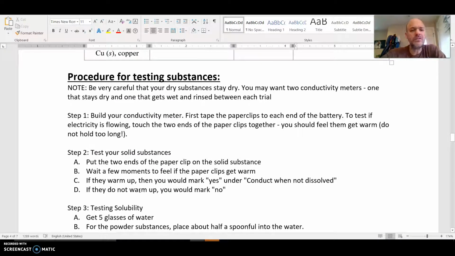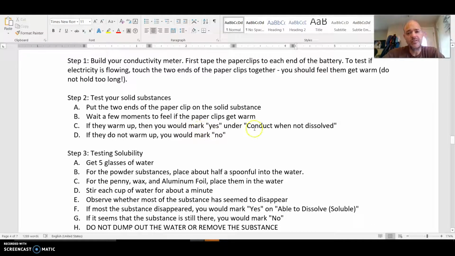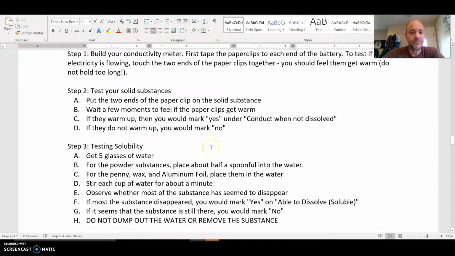So you want to do a couple of things. First off, you want to test each of them dry, right? So you're going to tape the paper clips to each end of the battery, and then touch the ends of the paper clips together. Remember, that'll make them get warm. That completes the short circuit. So we're going to test our other substances. We're going to test all of the solid substances. Wait to see if they get warm, they conduct. You would mark yes under conduct when not dissolved.